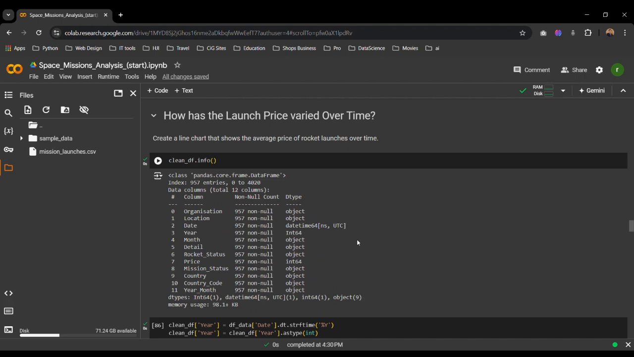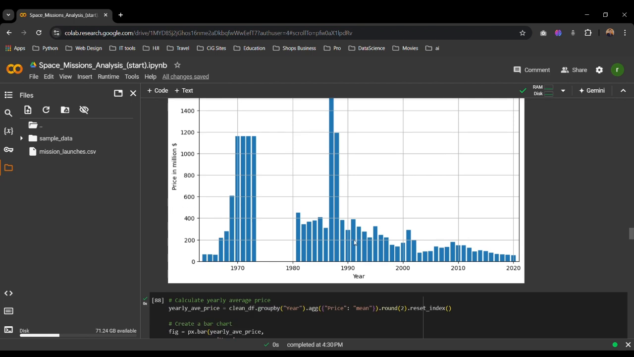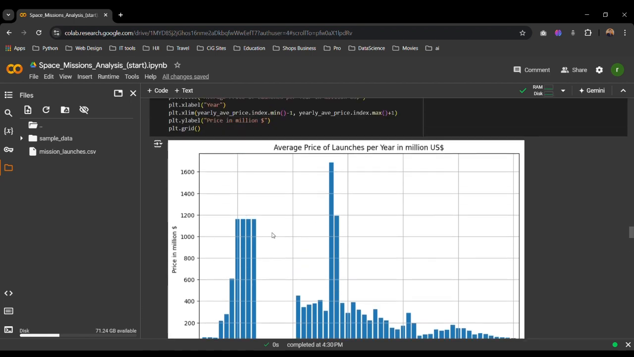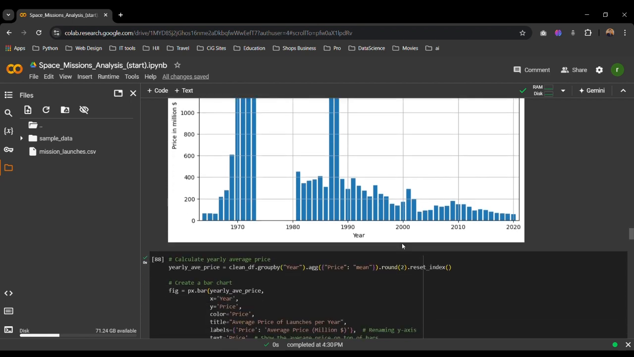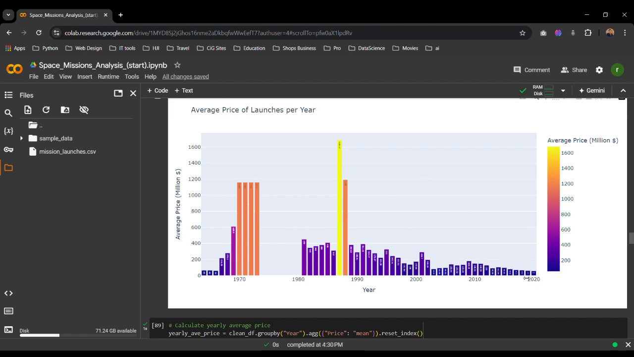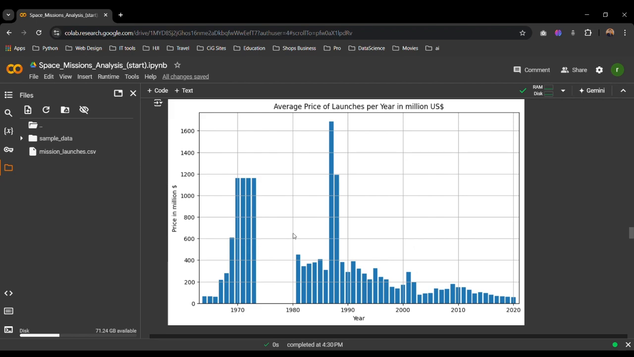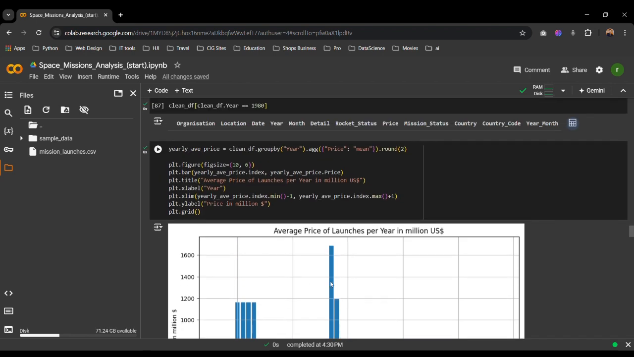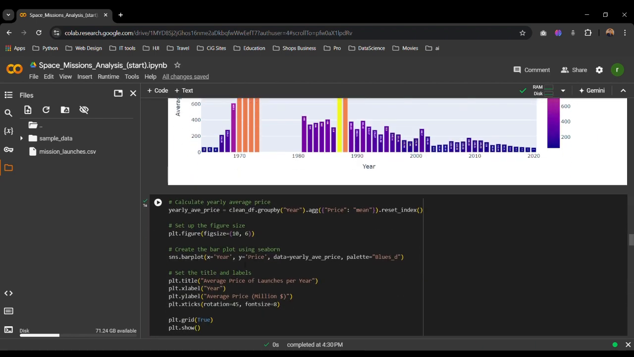The question is, how has the launch price varied over time? So the launch price has kind of decreased over time compared to the earlier era. I think the rockets became more efficient. Okay, and the cost of launching actually substantially decreased. This is the same data, but we just presented it in different techniques. We're using here Matplotlib for this one, and Plotly Express for this one, and SNS Seaborn for this one.